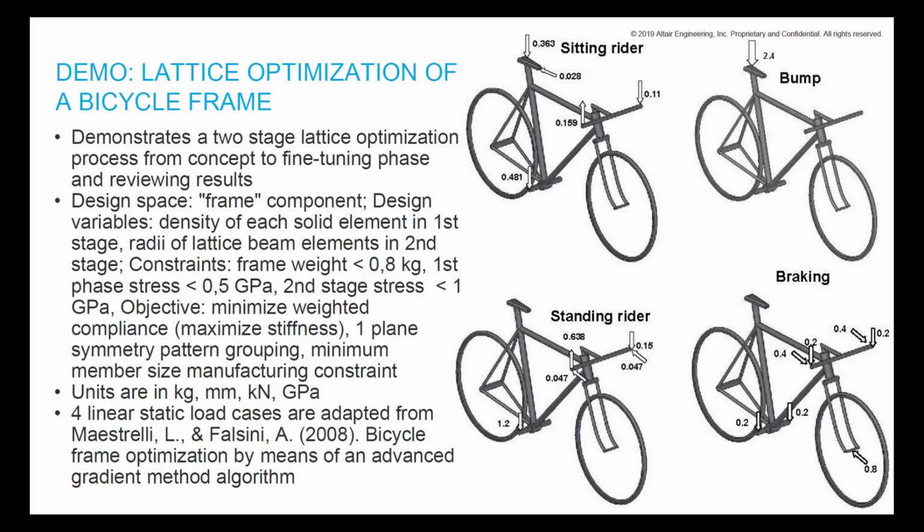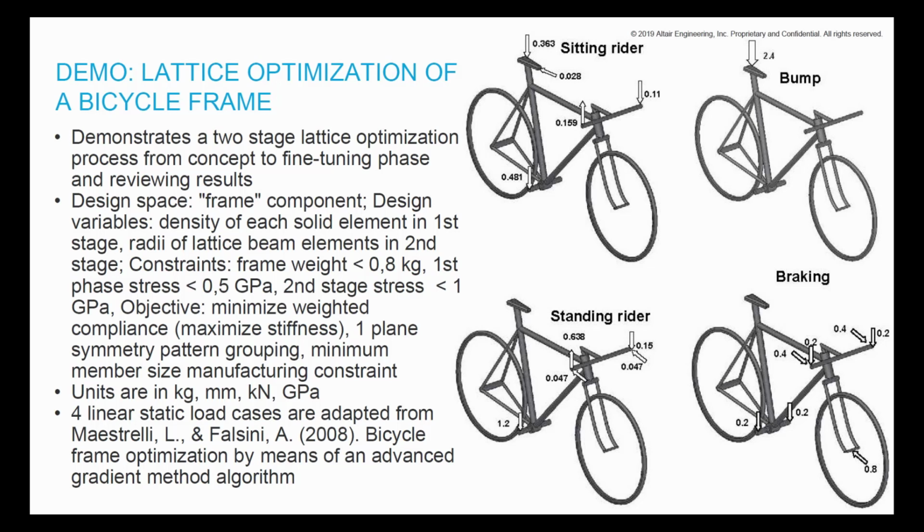The design variables in the first stage are densities of each solid element, and in the second stage radii of lattice beam elements. The weight of the frame is constrained to be below 0.8 kilograms. The first phase stress should be below 0.5 GPa and the second stage stress below 1 GPa. The objective is to minimize weighted compliance, which is maximizing the stiffness.